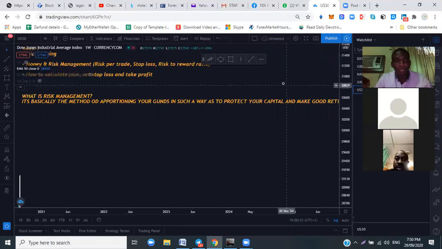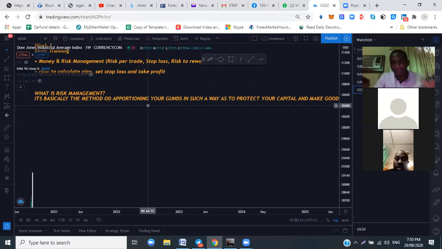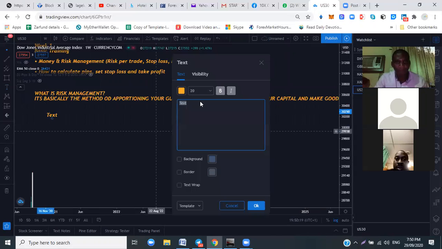So that's what risk management is all about. When you are talking about risk management, the first thing we want to talk about is risk per trade. What is risk per trade? Risk per trade is the amount of money you are willing to stake on every trade.